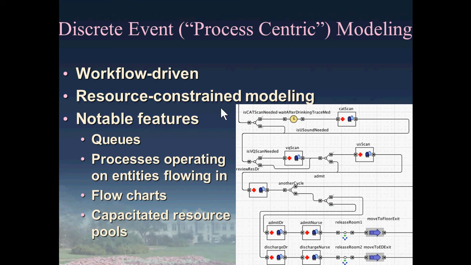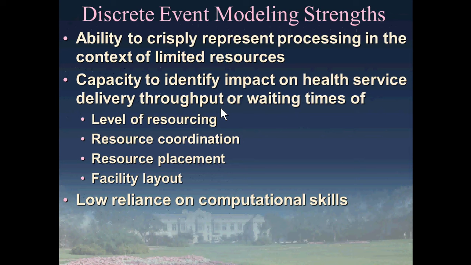So here we have a number of components that are often of keen interest: the presence of queues, of waiting lists, and waiting times. There are these processes that are operating on the entities, and it's really a sort of process-centric modeling with defined processes. We have these sort of workflow diagrams, and we typically have these capacitated pools, these pools that only have a certain capacity associated with them.